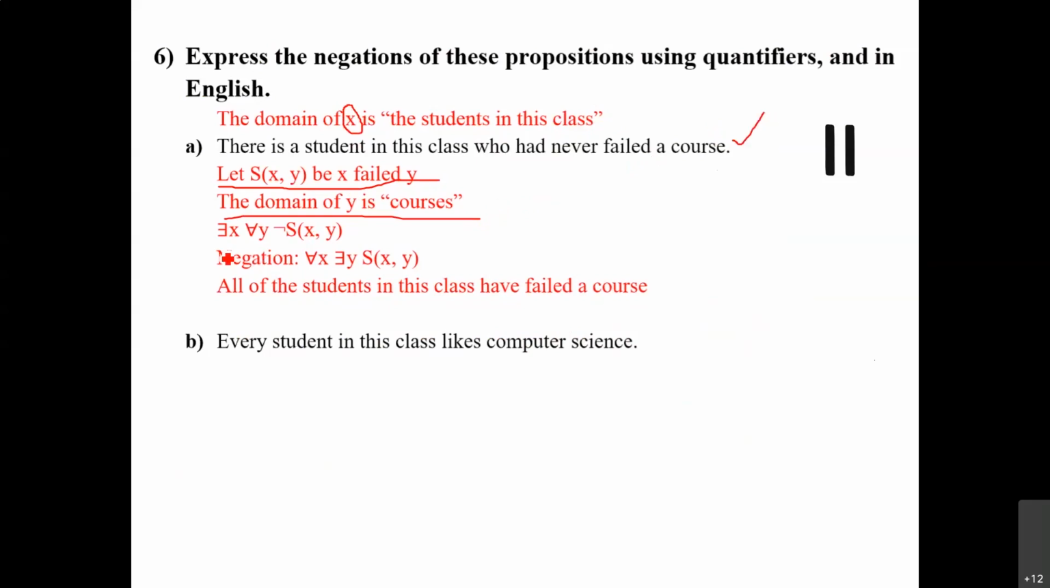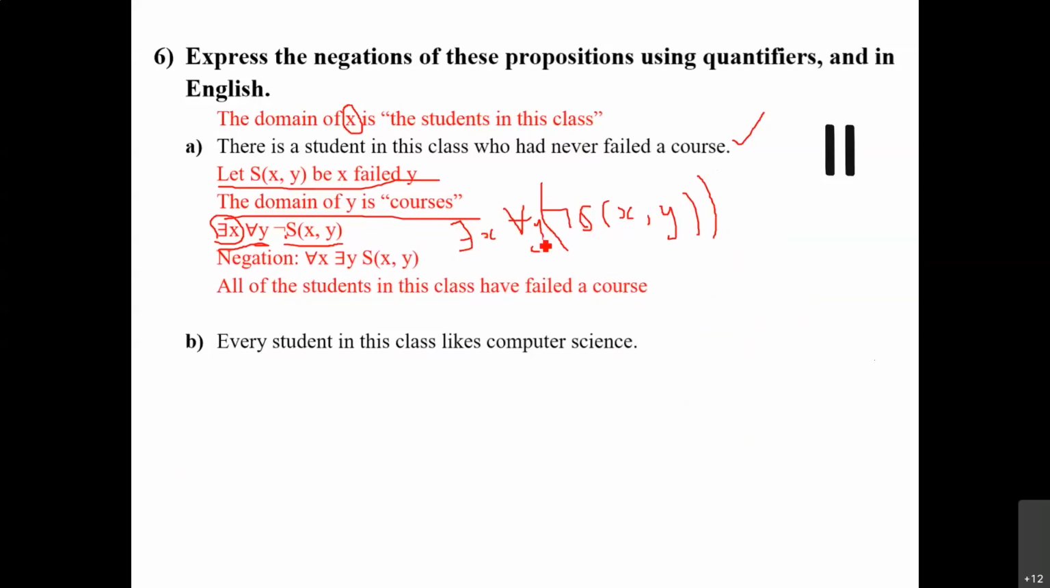Translating this sentence: there exists x for every y, not S of xy. Why not this? Because we're saying there exists a student that has never failed a course. So there exists a student who, for all the courses, didn't fail any one of them. So not S of xy, you didn't fail this course. You just have to specify there is a person that for all the courses, they never failed any one of them.